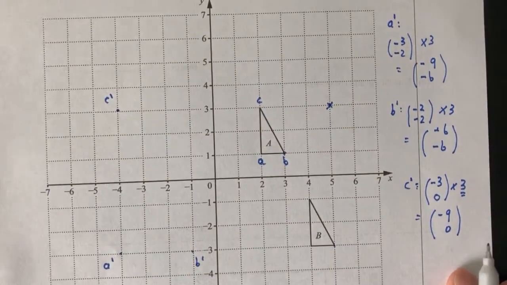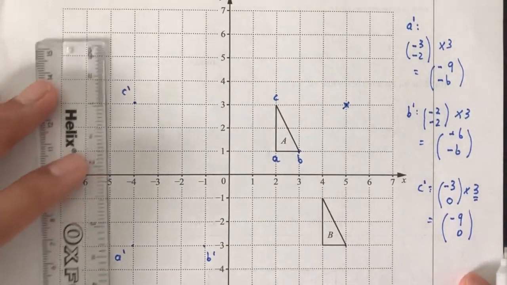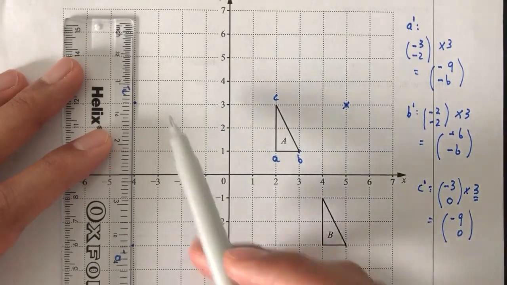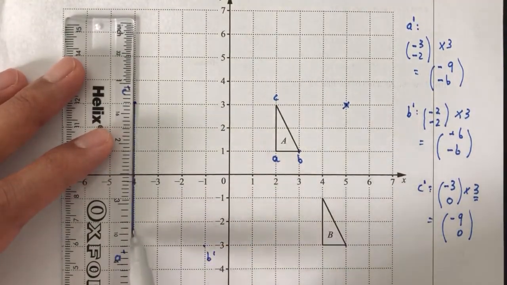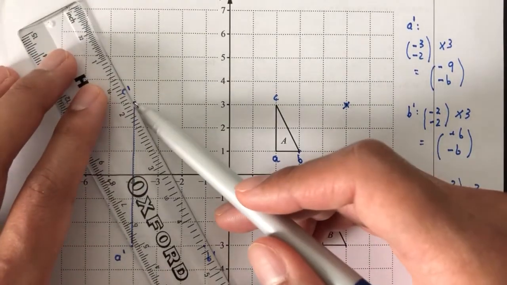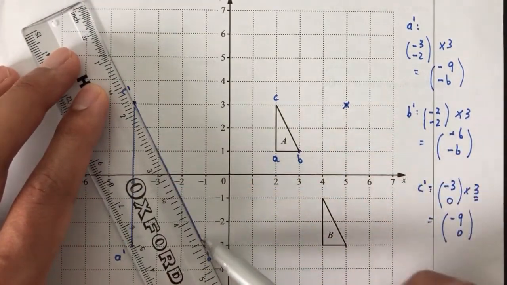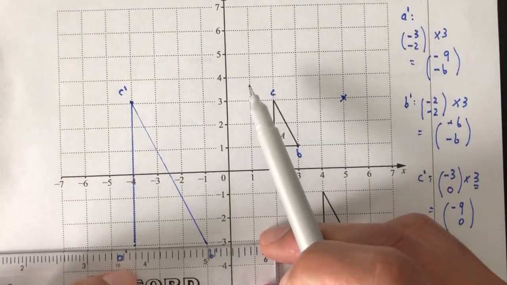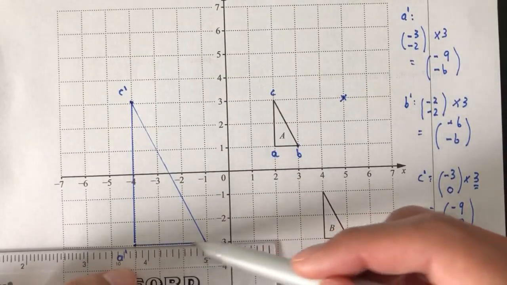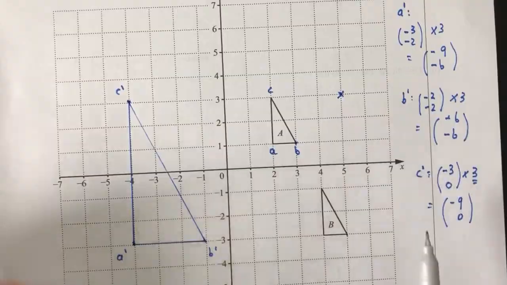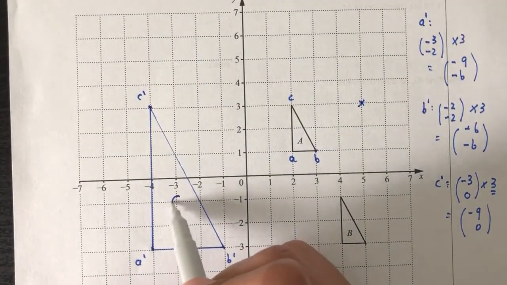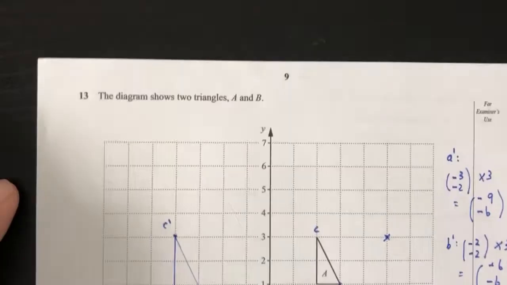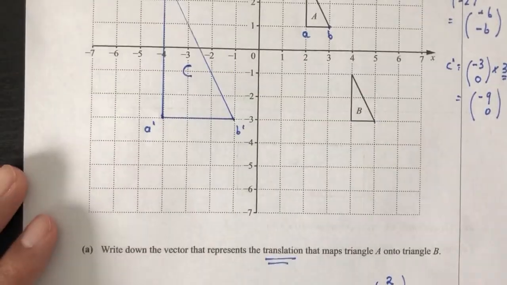Now we have to join the points together to label the triangle C. This one is joined to this one, and the last line will be this one. Okay, this one is triangle C. And that is for question number 13.